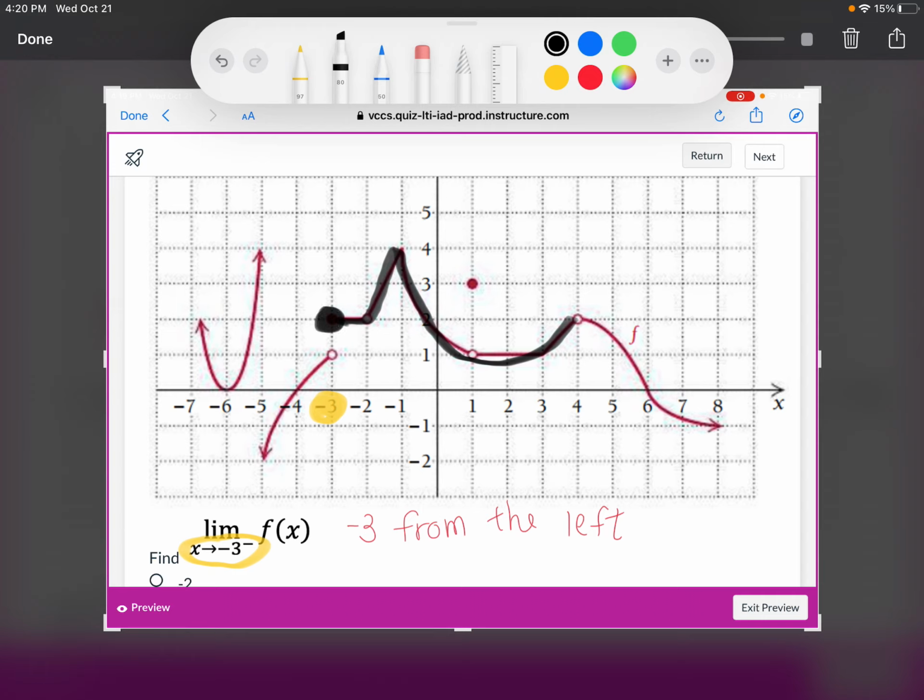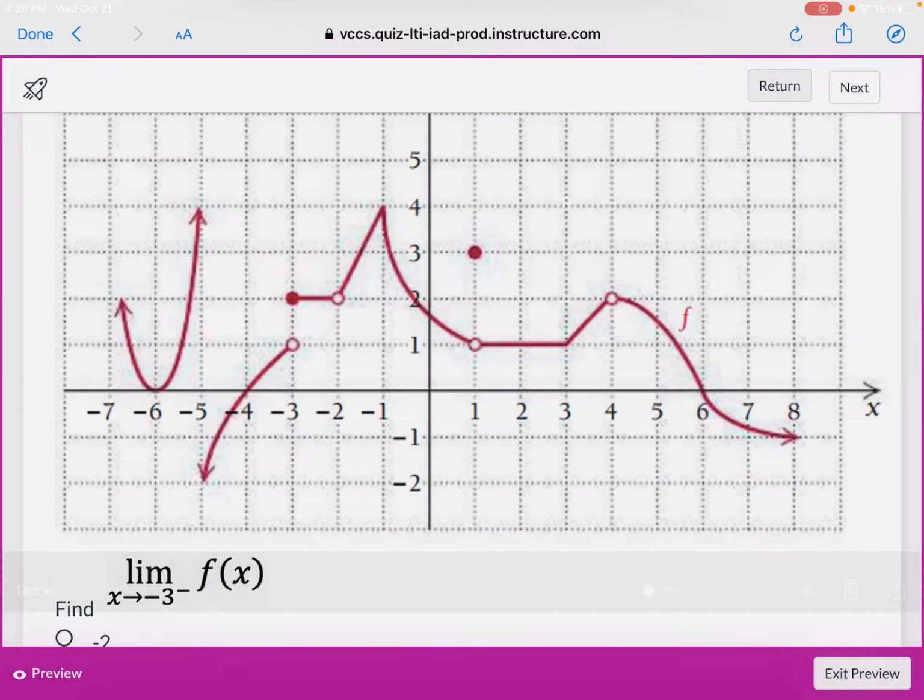And the right graph, the graph that is to the right of it, as we get closer and closer to -3, we're going to this very value of, what's that? X value, a y value of 2. We have a closed circle right there. So I will say the answer is 2 for this one. Okay? 2.